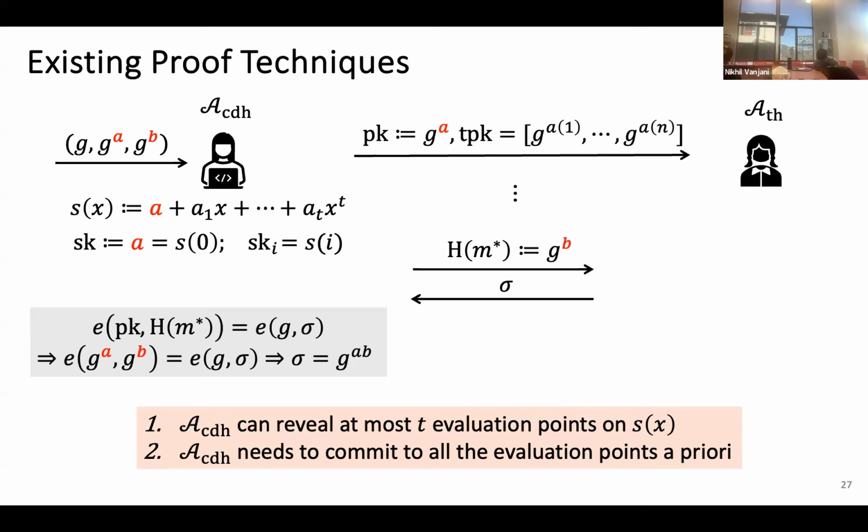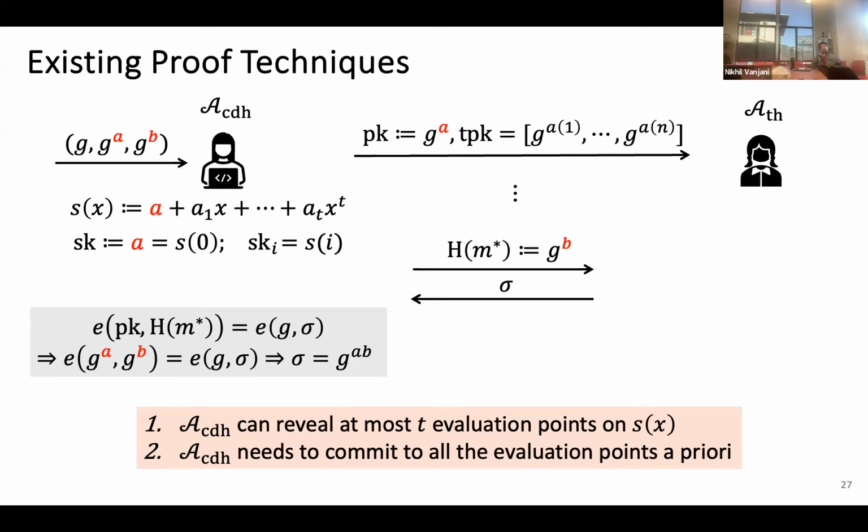So here, for any message M star, you will choose just one to give. Okay, so yeah, the threshold adversary can ask for many signing queries. The CDH adversary will pick one message at random and hope that that will be the message the threshold adversary will forward. Everywhere else it will do something else. Okay.